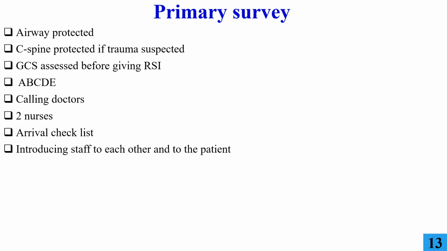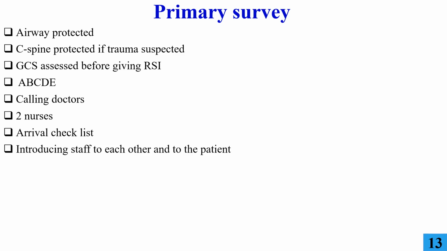Also, the nurse should do the primary assessment, which means A, B, C, D, E, F: airway, breathing, circulation, disability, exposure, and fluid. The nurse should call the doctors and make sure that the doctors are available when the baby arrives. And also, if there is a subspecialty like cardiovascular, like cardiology, like pediatric surgery, when the baby is sick, we should have at least 2 nurses.